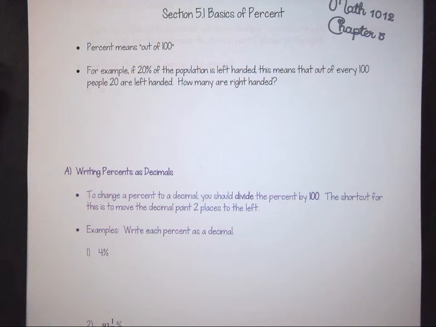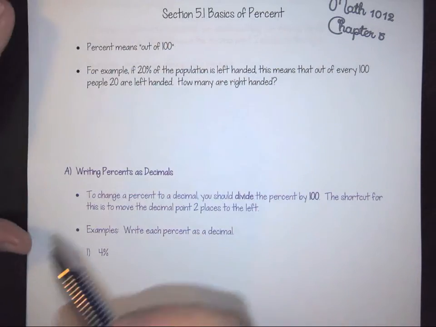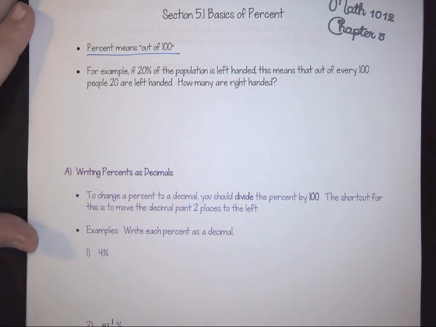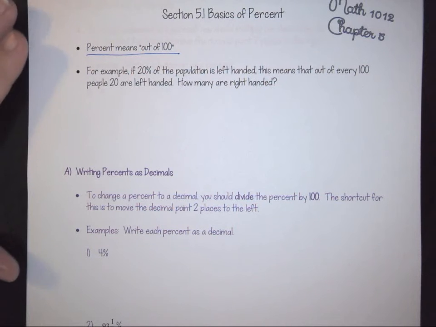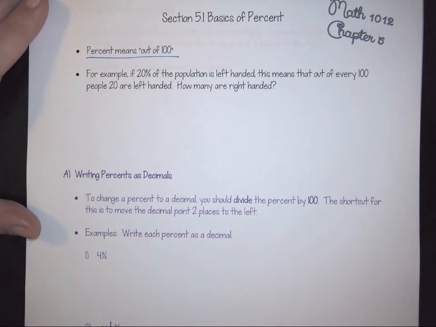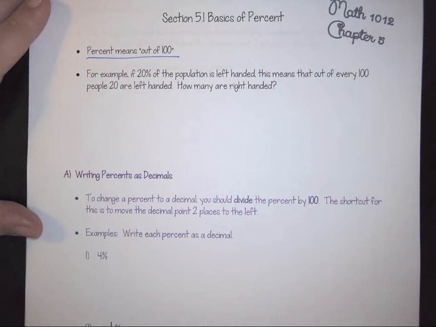So what we're going to look at is how do I go from percents into decimal and decimal into percent. So first of all, we need to remember what percent means. Well, percent means out of 100. So for example, if 20% of the population is left-handed, this means that out of every 100 people, 20 are left-handed. So how many are right-handed?